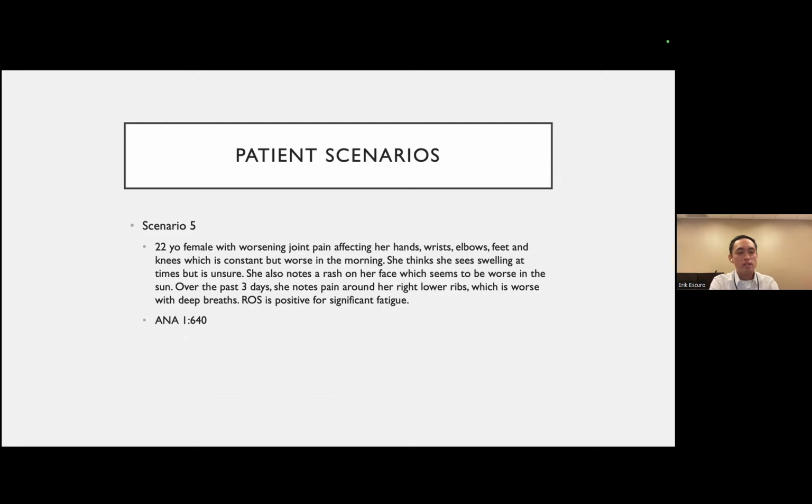22-year-old female, widespread joint pain, rashes, chest pain, which ends up being probably a pleural effusion. ANA is high at 1 to 640. This is likely systemic lupus. That ANA is clinically significant.